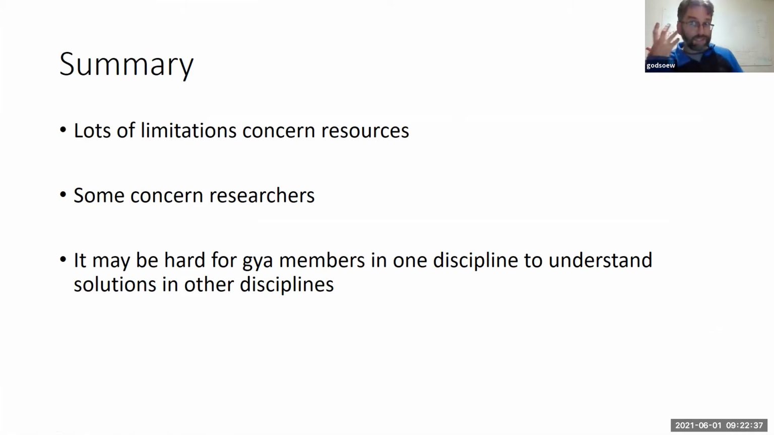Just to summarize some of the themes that have come up through our working group, lots of limitations concern resources. Some of the limitations that we have concern researchers as well, where the resources are always going to be difficult to obtain, but there may be some ways to share ideas and skills to get researchers to do experiments they couldn't do before. And especially with the limitations we've had over the last year or two, I think there are a number of cases where it might be hard for members in one discipline to understand the ways that people in other disciplines are approaching experiments. That more or less is what I came up with.